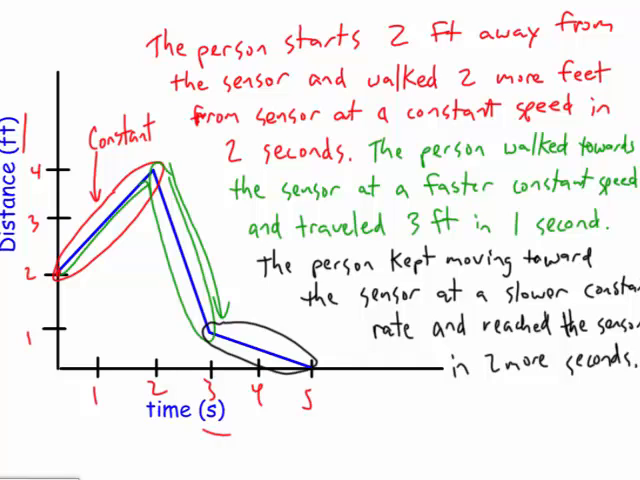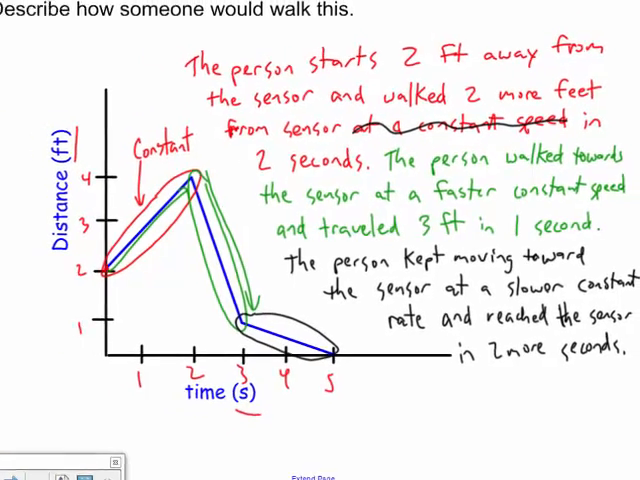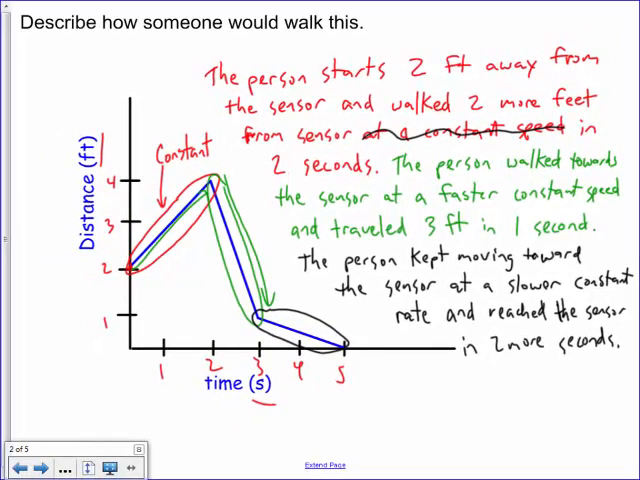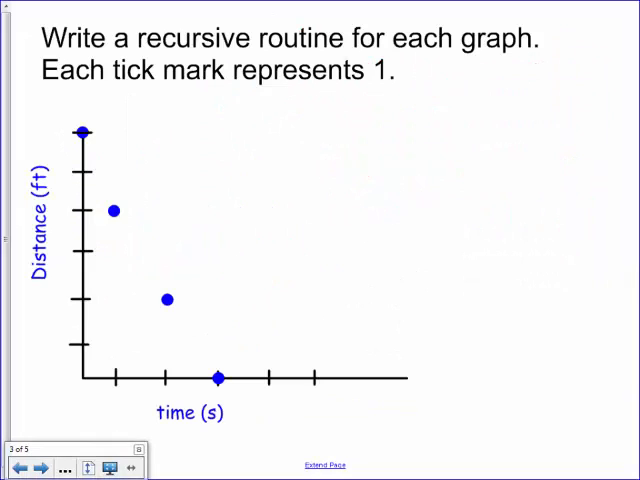I wrote about the constant rates. If you don't have that, that's okay. If you said the person started 2 feet away and traveled 2 more feet further away in 2 seconds, and then they traveled 3 feet closer to the sensor in a second, that's just fine by me. But I wanted to be specific so we could really see what these graphs mean, because we haven't talked a whole lot about rates yet. So if you don't have the stuff about the constant speed, that's just fine for now, because we haven't got too much in depth with that.